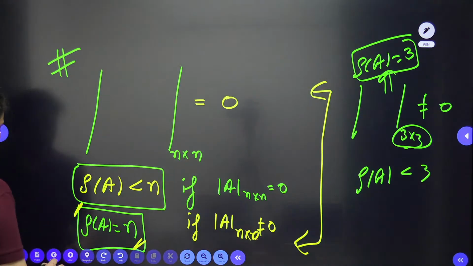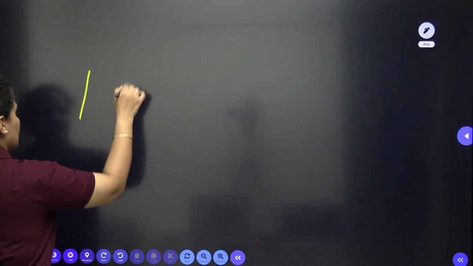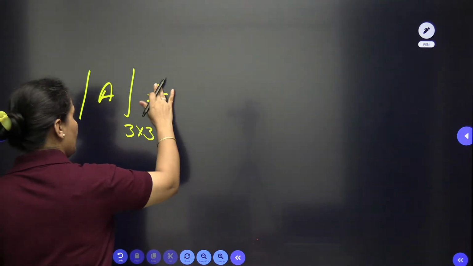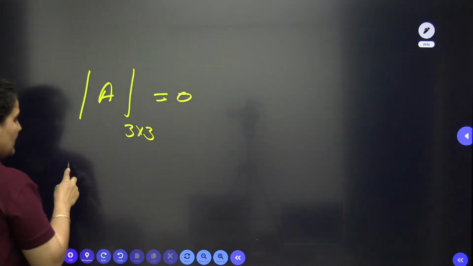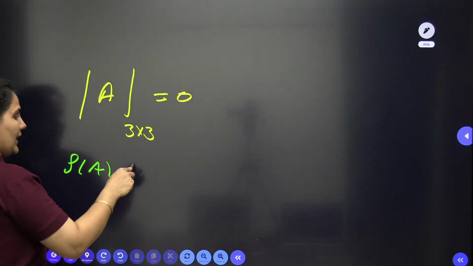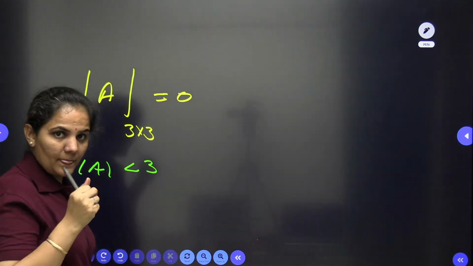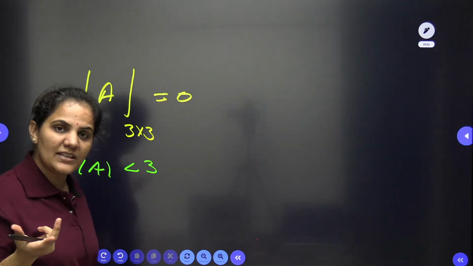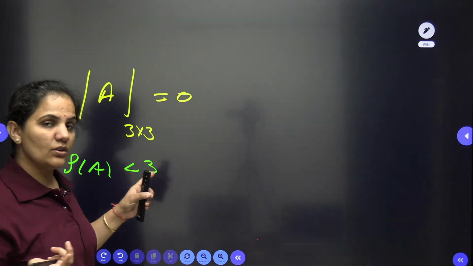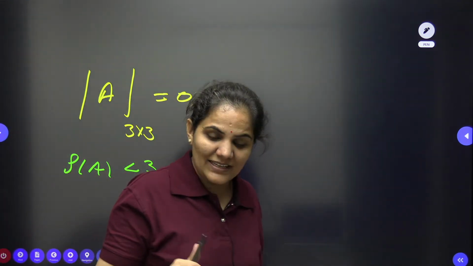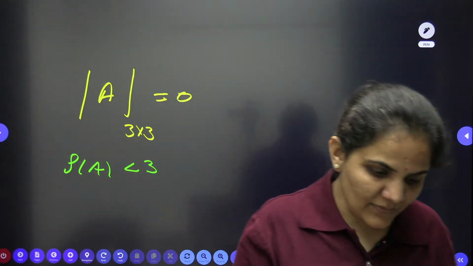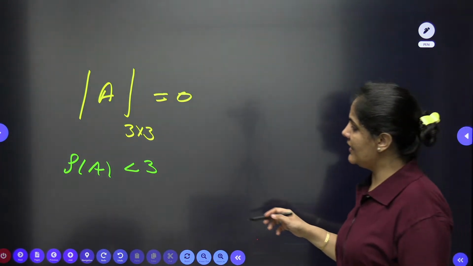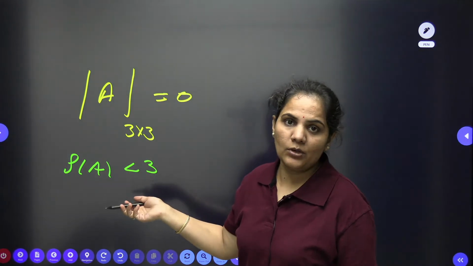Again with one example, suppose I am having a matrix A whose order is 3 cross 3 and I am saying the determinant is equal to 0. If the determinant is equal to 0, I will write down my rank is less than 3. And if the order is 3 cross 3, it means we are having 3 unknowns or 3 variables here. So my rank will be less than 3. So when the rank is less than 3, it will be less than the number of unknowns.